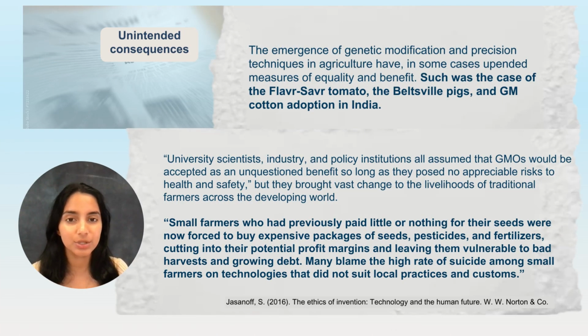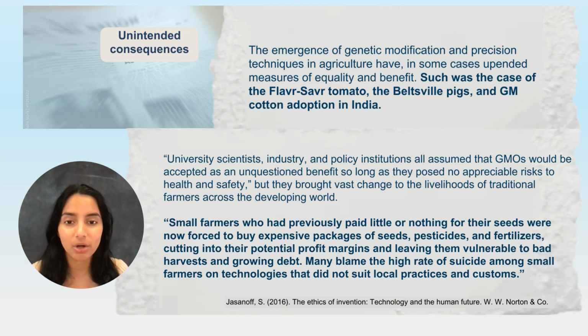Innovation in science has unknowns that can manifest in products with unintended harms. University scientists, industry, and policy institutions all assumed that GMOs would be accepted as an unquestioned benefit so long as they posed no appreciable risk to health and safety, but instead brought vast change to the livelihoods of traditional farmers across the developing world. Small farmers in India had previously paid little or nothing for their seeds. They were now forced to buy expensive packages of seeds, pesticides, and fertilizers, cutting into their potential profit margins and leaving them vulnerable to bad harvests and growing debt.